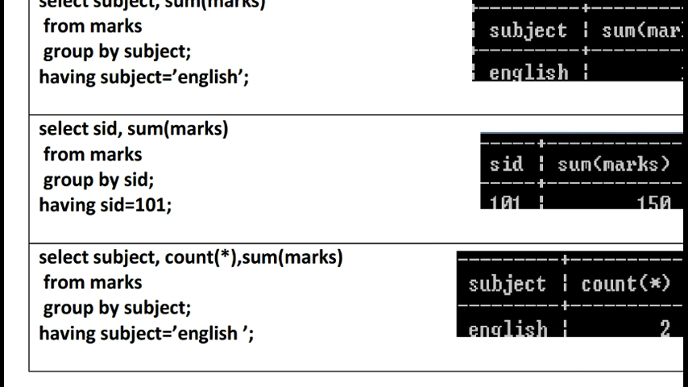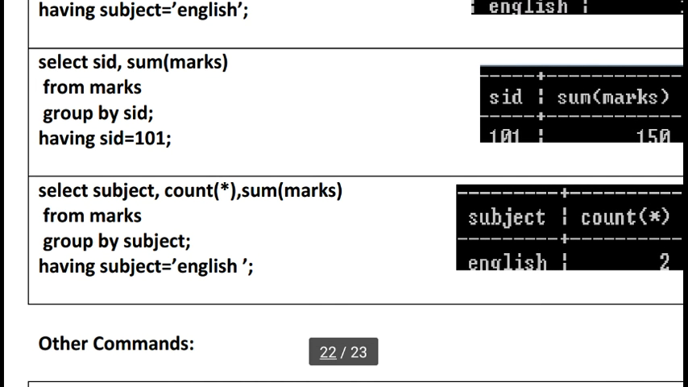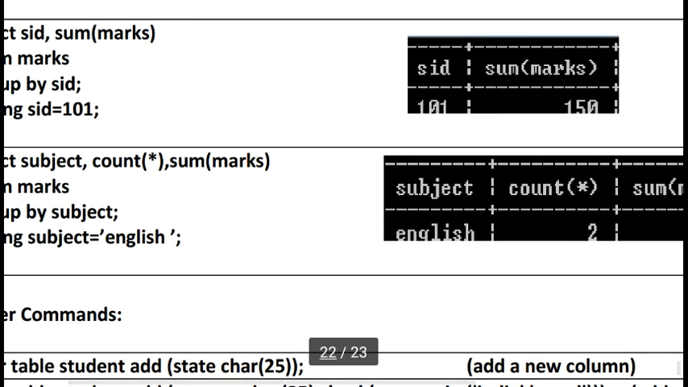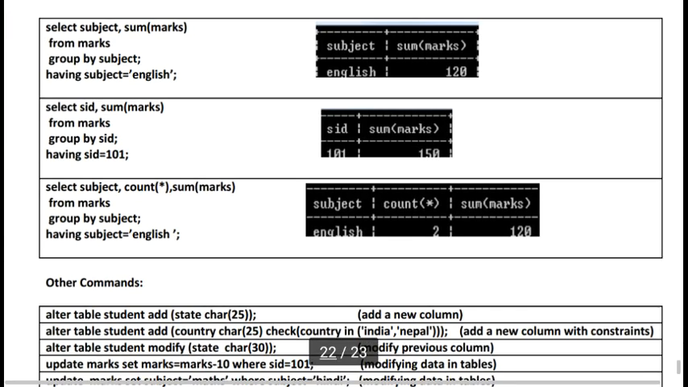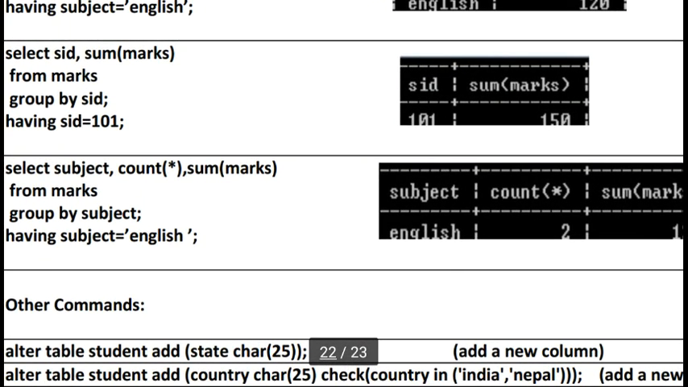Okay, or here the same thing we can include: select subject, count star, sum of marks from marks group by subject having subject is equal to English. So only English, and the total number of rows in the English group is 2, and the total sum of the English subject is 120. Not student wise, not student ID wise, only subject wise we can control. So we can also use having to see the selected group result. Okay.